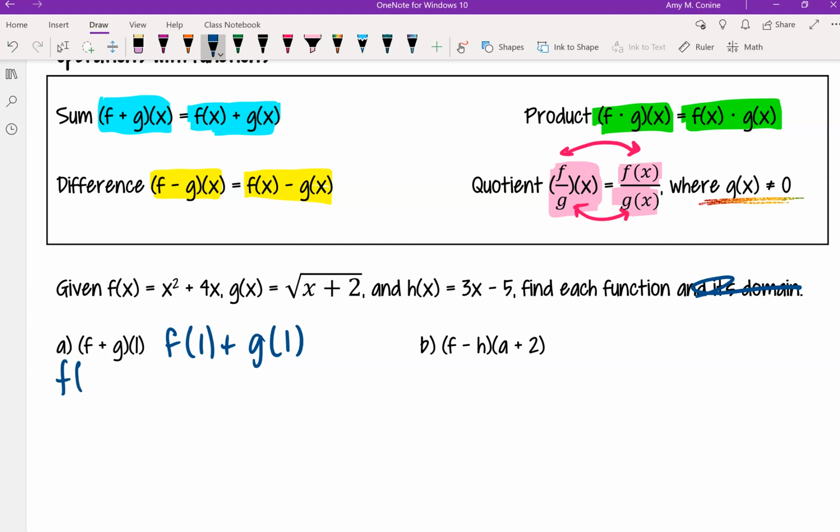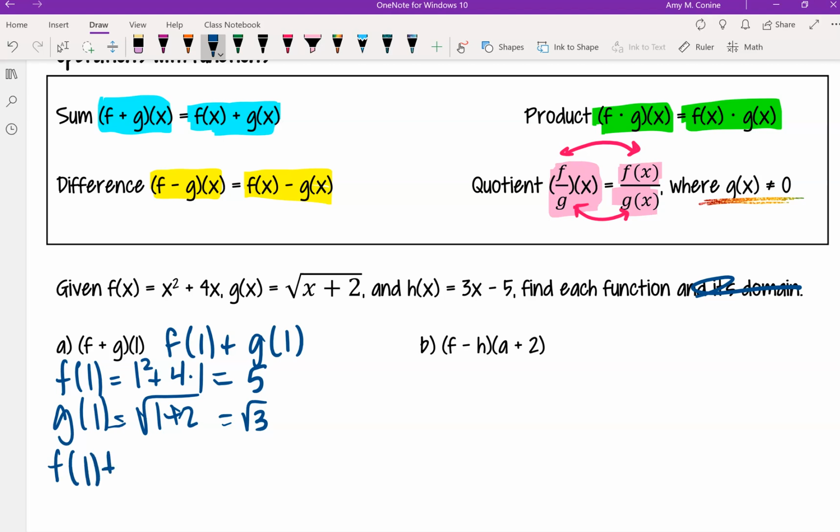So f of 1 is 1 squared plus 4 times 1, and then g of 1 is the square root of 1 plus 2. So in this first one we have 5, and in the second one we have root 3. So our addition, f of 1 plus g of 1, is equal to 5 plus root 3. Okay? So you're just going to follow that addition.